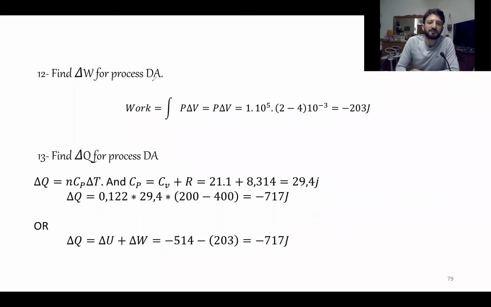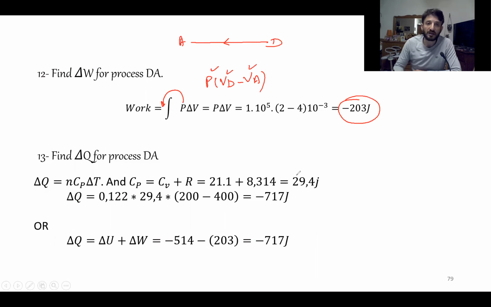Find the omega of DA. You know, in the case of DA, we have a constant P. We can put it out. So we have PdV equals P times V final minus V initial. We have P, we have VA and VD, and you get finally a negative value. Why? Because we decrease the volume. So omega must be negative. The work done by the gas must be negative.